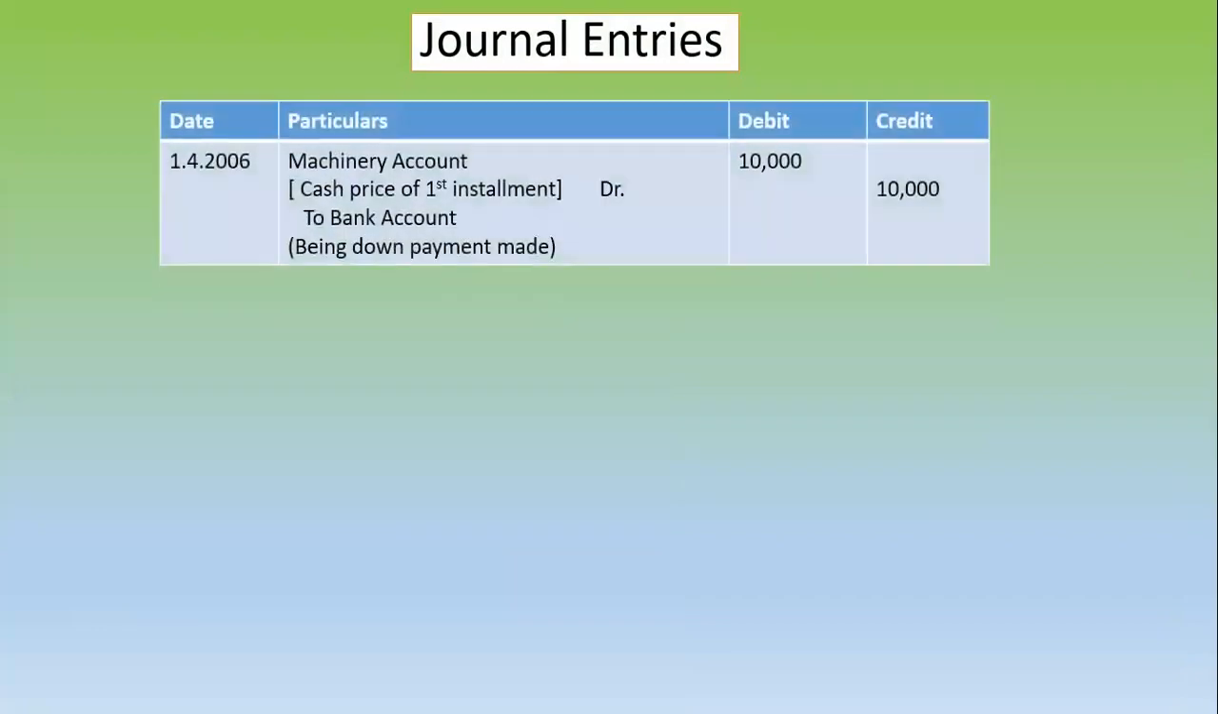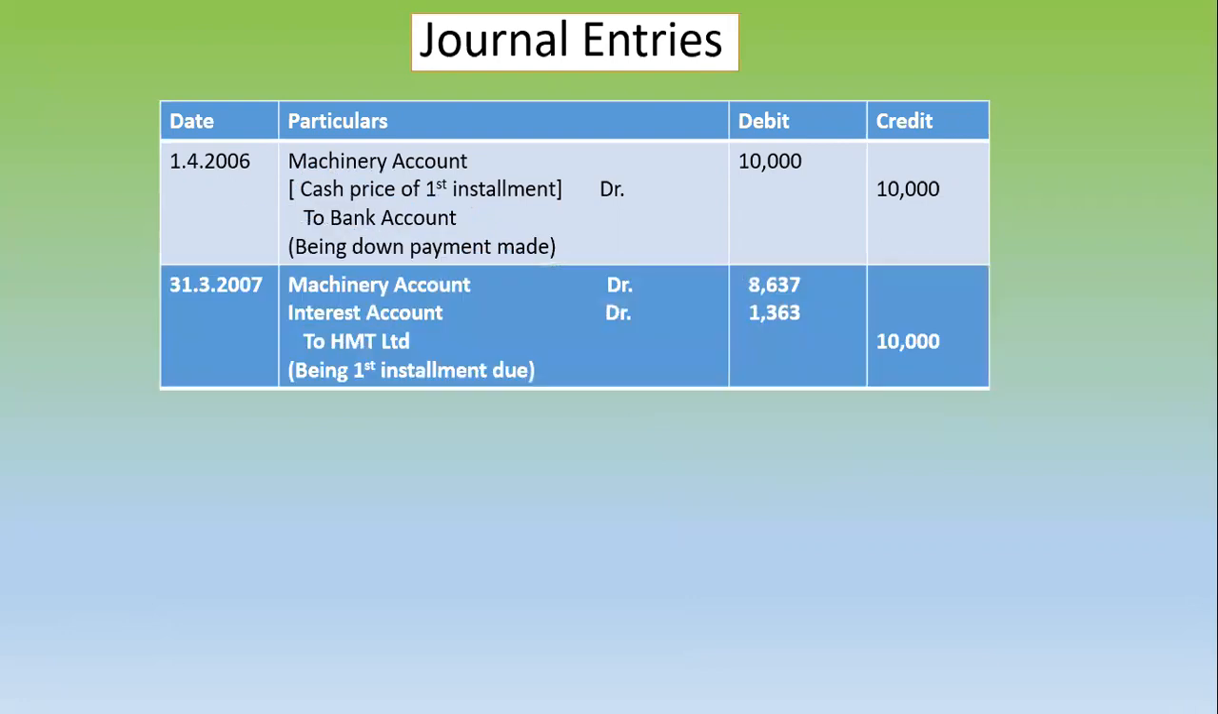Now we can move on to the fourth stage, to create journal entries. So first journal entry we are going to create for making the down payment. So down payment is paid 10,000 when they got an agreement. So machinery account debit to bank account. Now the second journal entry is for installment due, right? So the installment amount will be 10,000 and this 10,000 includes cash price of the first installment and interest for the first installment. So cash price will be 8,637 and interest amount 1,363.